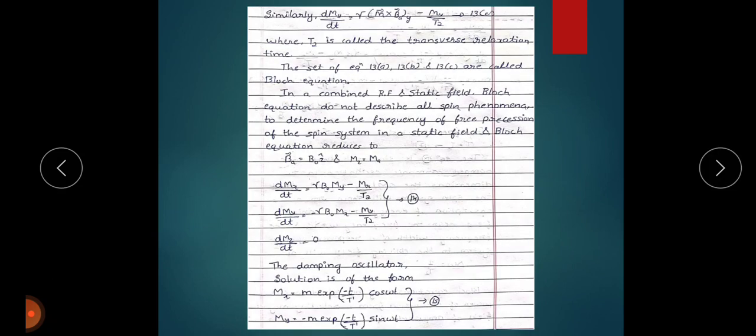The frequency width of the response of the system to the driving field is taken as delta omega, equal to 1 divided by t2. Here delta omega is 1 divided by t2, which is the frequency width.